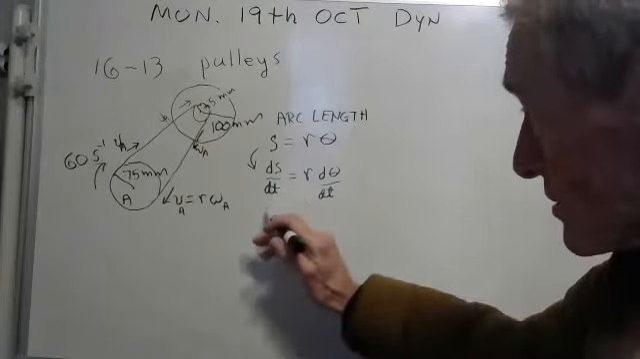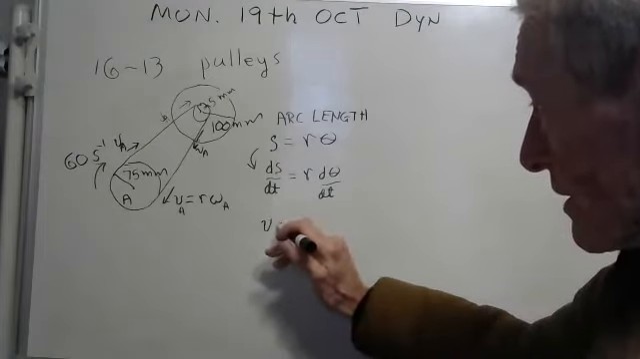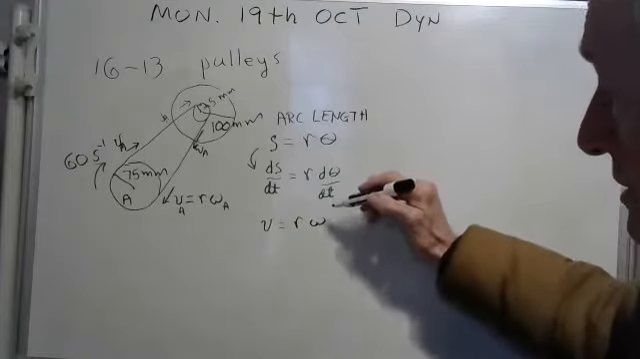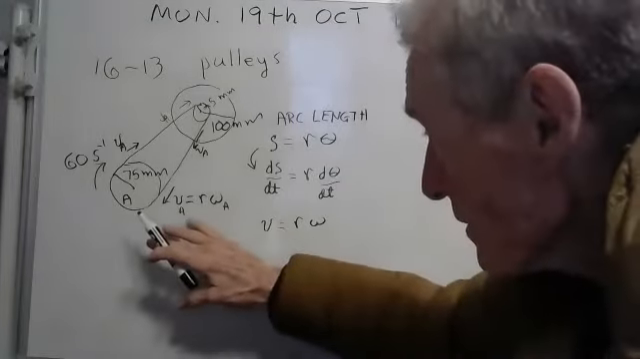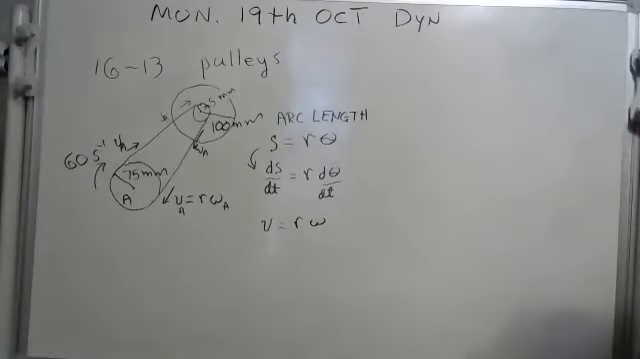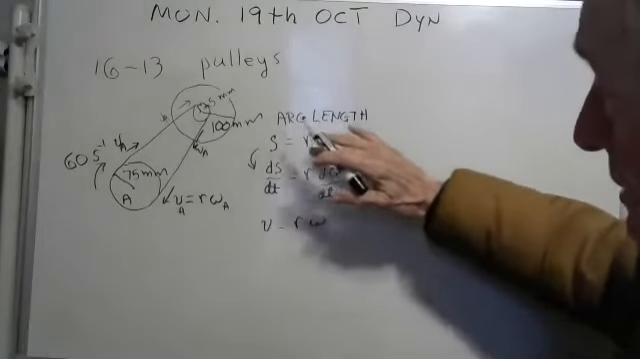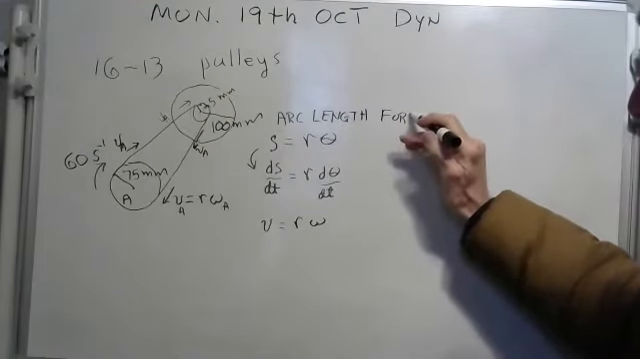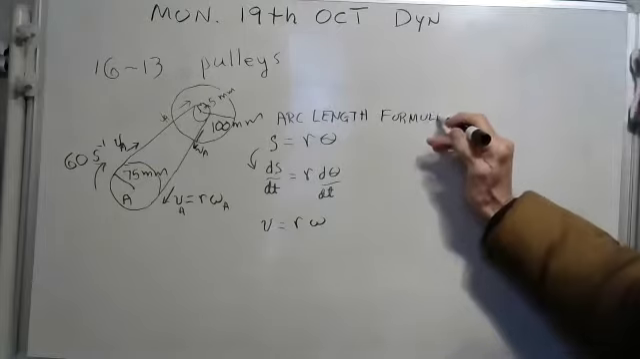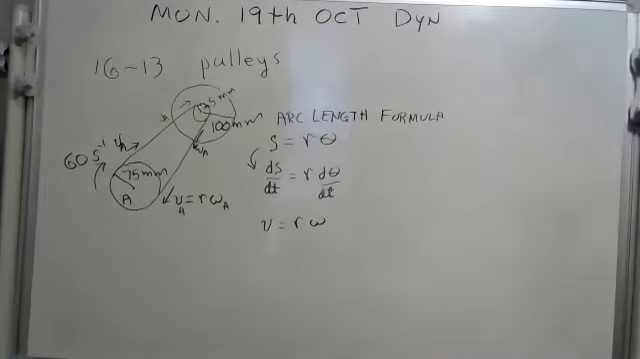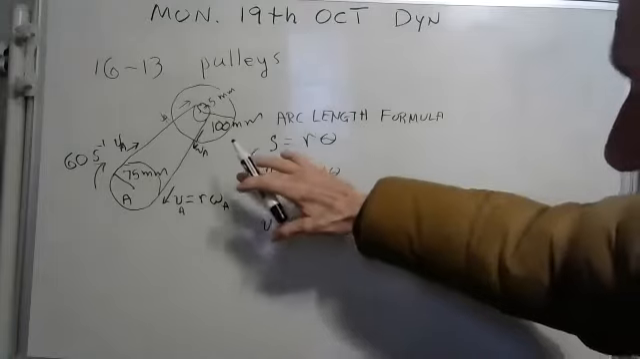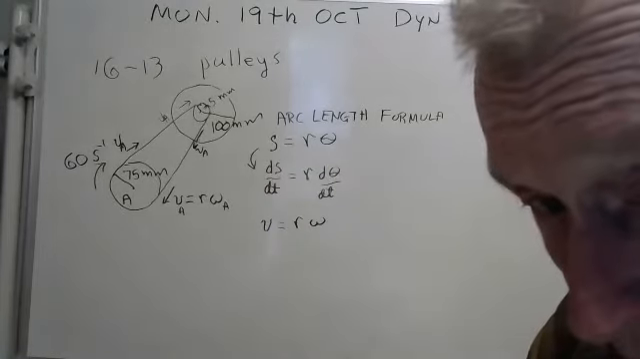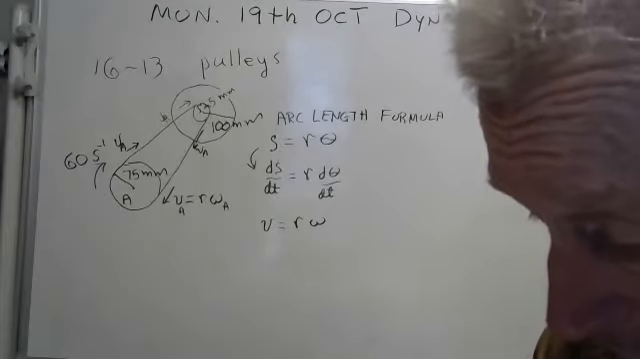You've got the velocity, ds/dt, that's the velocity. And that's equal to R omega, because omega is equal to d theta/dt. See this equation, V equals R omega. It comes from the arc length formula that we know and love. If anybody needs me to explain the arc length formula, I'll be glad to. Just speak up. But remember, there's a catch.